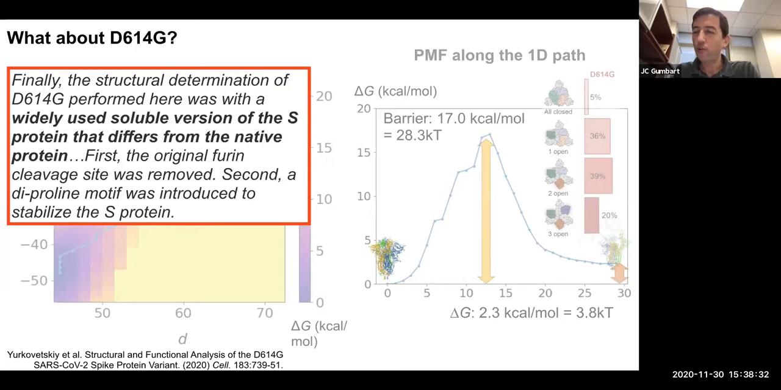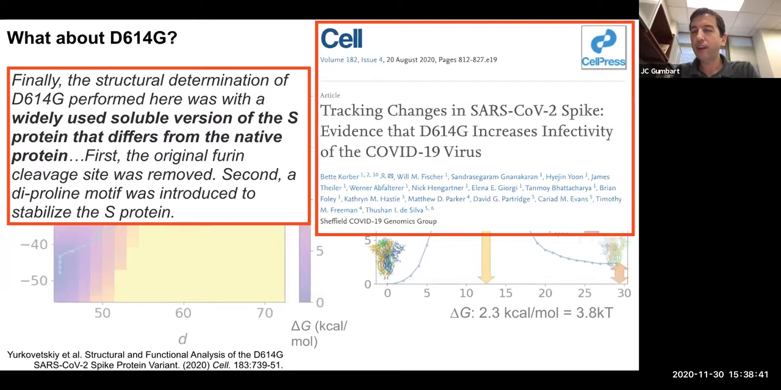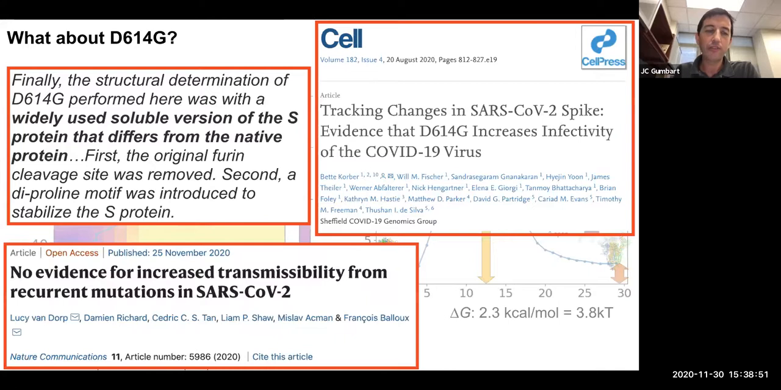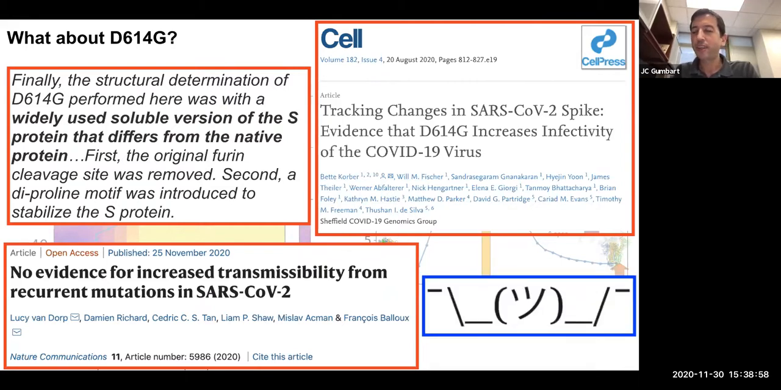As to whether D614G is more infectious, we still haven't really addressed that question. And in the literature, it's still pretty controversial. We saw a paper just a couple of months ago with evidence that it increases infectivity, but then just a few days ago, a paper in Nature Communications saying there's no evidence for increased transmissibility. So this leaves me at an "I don't know right now" stage, but definitely something we're still investigating.